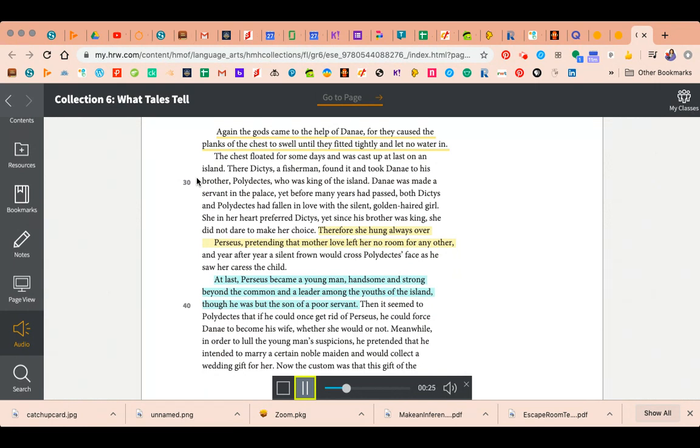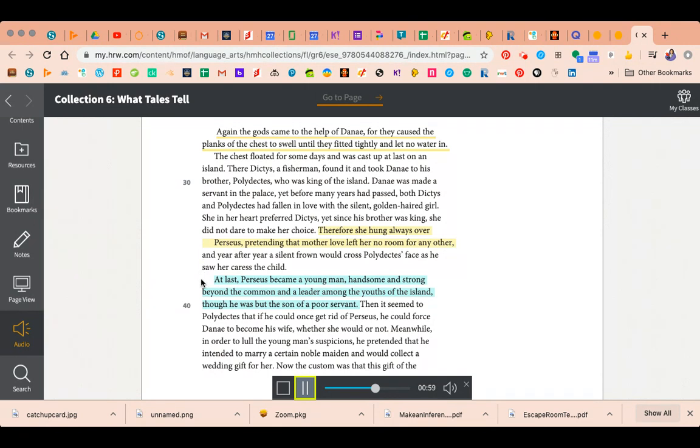Danae was made a servant in the palace, yet before many years had passed, both Dictys and Polydectes had fallen in love with the silent, golden-haired girl. She in her heart preferred Dictys, yet since his brother was king, she did not dare to make her choice. Therefore she hung always over Perseus, pretending that mother love left her no room for any other. And year after year a silent frown would cross Polydectes' face as he saw her caress the child.